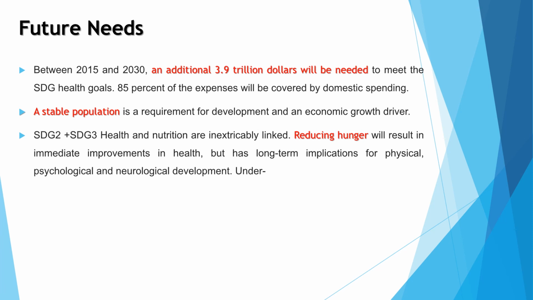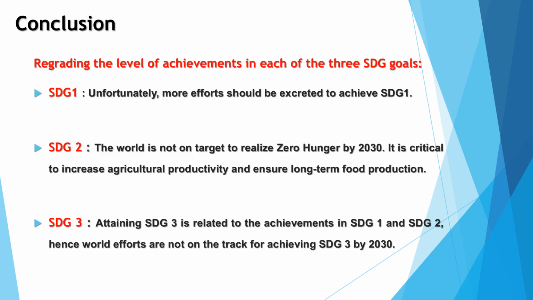Between 2015 and 2030, an additional $3.9 trillion will be needed to meet the SDG health goals. A stable population is a requirement for development and an economic growth driver. As you see, regarding SDG 2 and 3, reducing hunger will result in immediate improvements in health. As a conclusion, regarding the level of achievements in each of the three SDG goals, unfortunately more efforts should be exerted to achieve SDG 1.